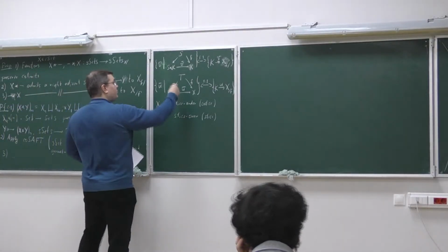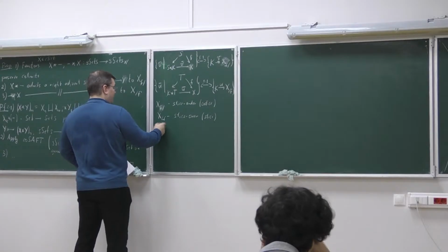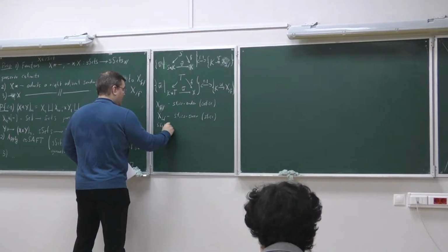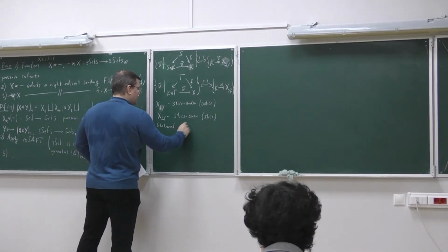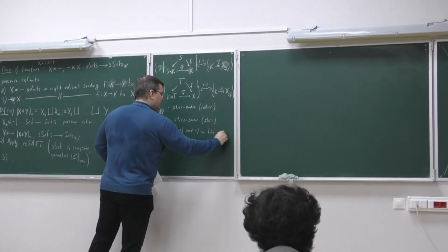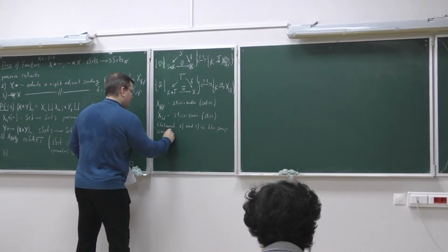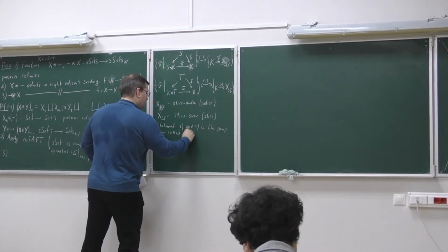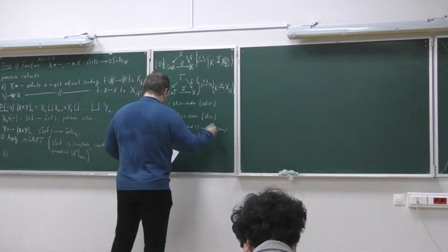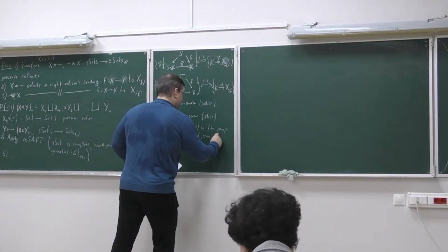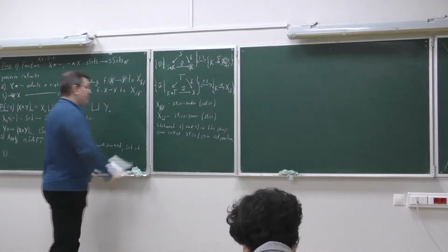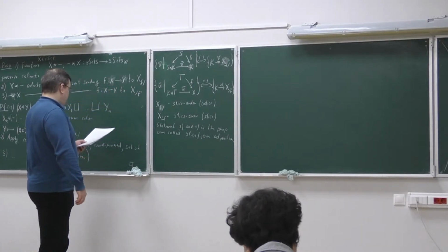And statements 2 and 3 in the proposition are called the slice join adjunction. Okay, so that's a terminological remark.